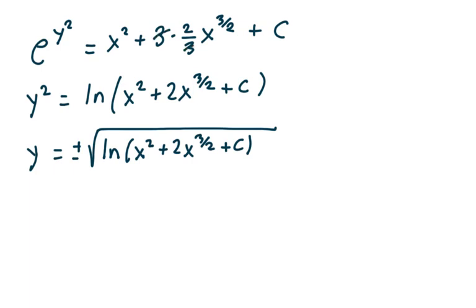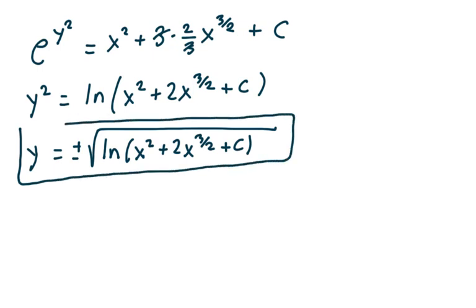3's cancel. And so y squared is equal to natural log of (x squared plus 2x to the 3 halves plus c). And so therefore y is plus or minus the square root of natural log of (x squared plus 2x to the 3 halves plus c). And that's how you do 22c.